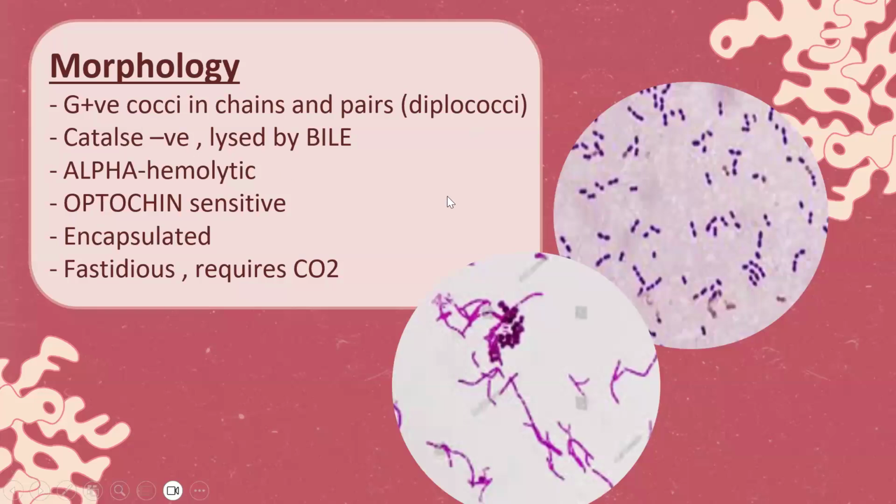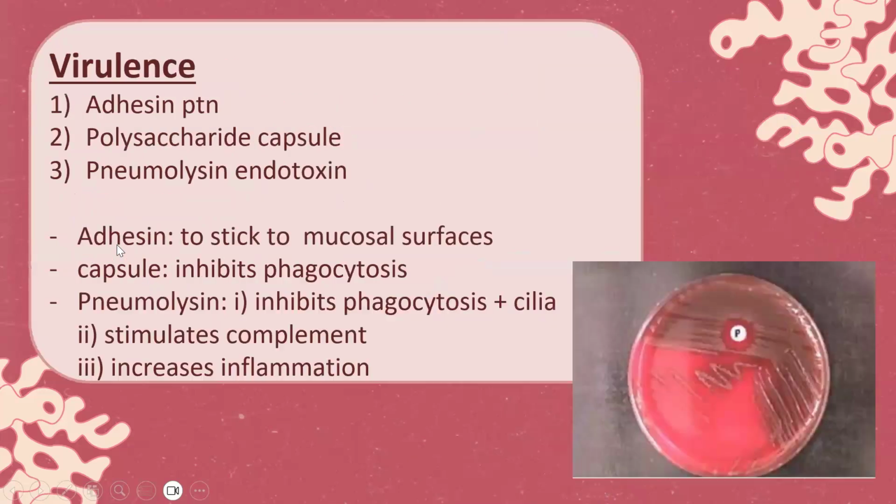It is a cocci, and it is in chains, and sometimes it can be a diplococci. So it can be in chains because it's a strep, and it can also be in diplococci, like in this case. Okay, it is catalase negative and it is lysed by bile. It is alpha hemolytic and it is optochin sensitive. It is encapsulated and it is fastidious.